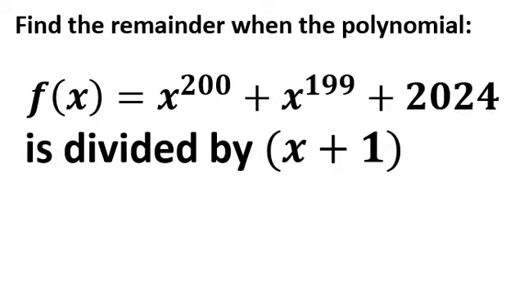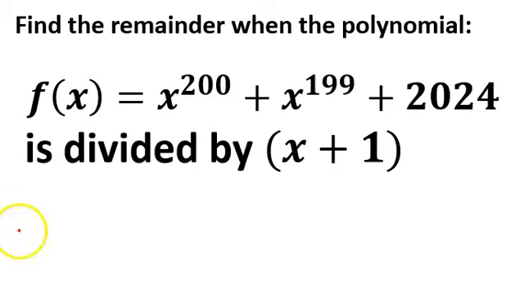To Autism Mathematics. In this video we are to find the remainder when the polynomial f of x is equal to x raised to the power 200 plus x to the power 199 plus 2024 is divided by x plus 1. This is a question on remainder theorem.